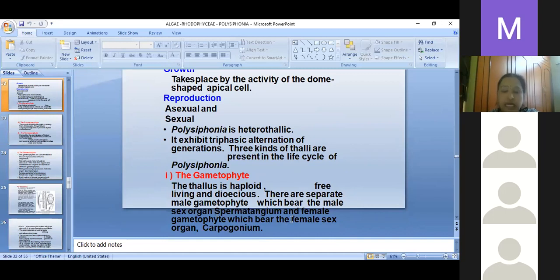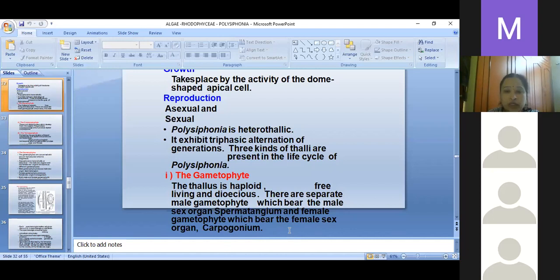In Chara, the male and female reproductive organ names are also different. Here also, the male and female reproductive organ names are different. We do not use the common terms antheridia and oogonia. Tell me, what is the male reproductive organ name in Chara? Globule, good. Male is globule, female is nucleus. Here, male is spermatangia, and the female sex organ is the carpogonium.